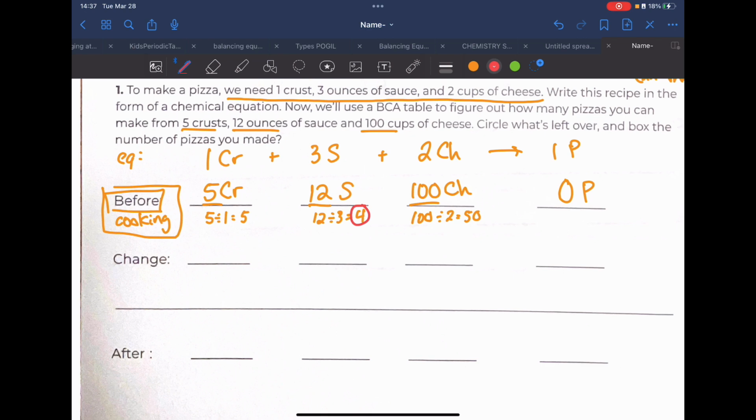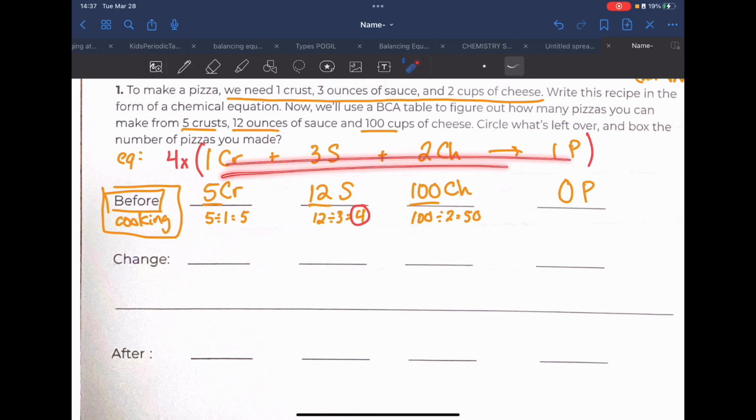And I'm going to take that 4 and I'm going to pull it up here in front of the chemical equation that I wrote. I'm going to put the chemical equation in parentheses like that. That 4 represents me making the recipe 4 times. So I'm going to do that 4 times. And if I'm going to do the recipe 4 times, then how many crusts am I going to use? I'm going to use 4, because each time I do the recipe, I use 1 crust. So if I make the recipe 4 times, that's going to be minus 4 crusts right there.